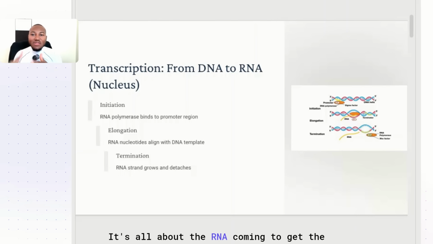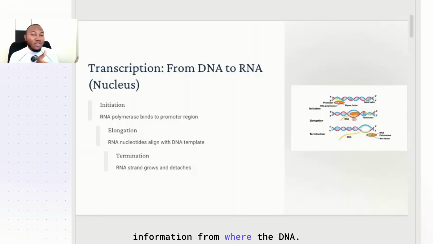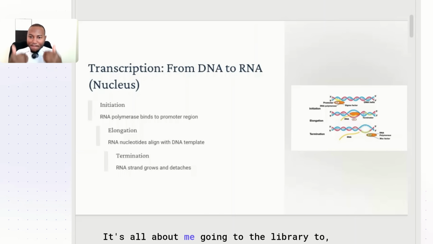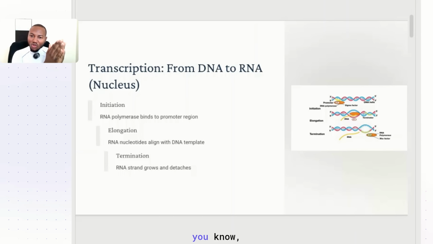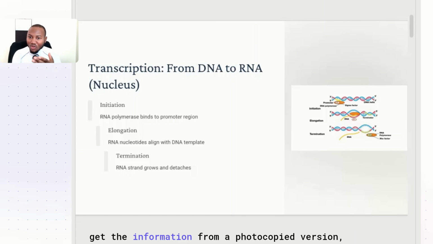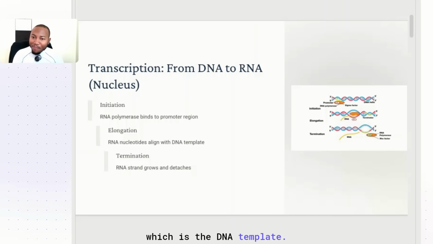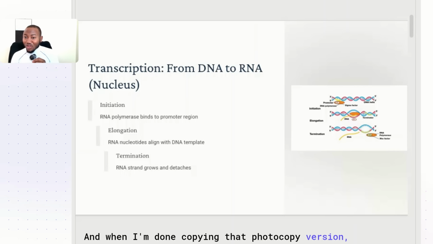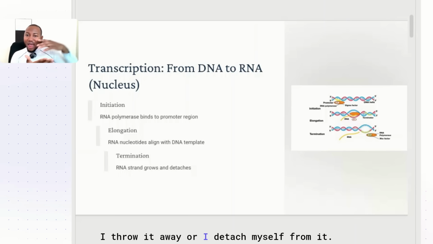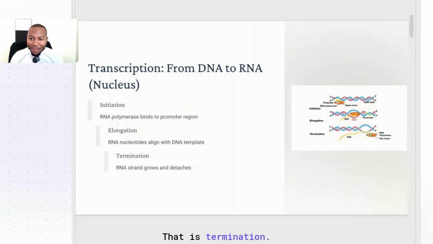It's all about the RNA coming to get the information from where? The DNA. It's all about me going to the library to get the information from a photocopied version, which is the DNA template. And when I'm done copying that photocopied version, what do I do? I throw it away or I detach myself from it. That is termination. So that is initiation, elongation, and termination.